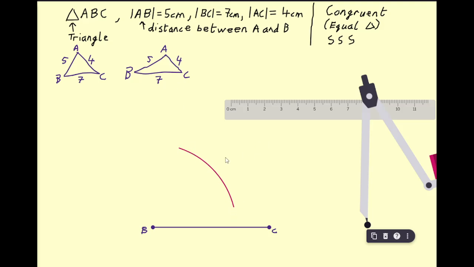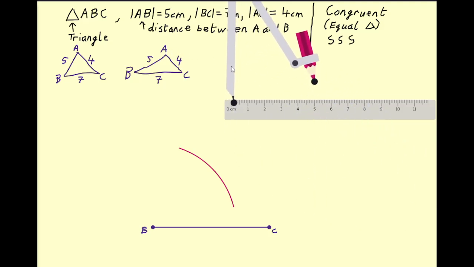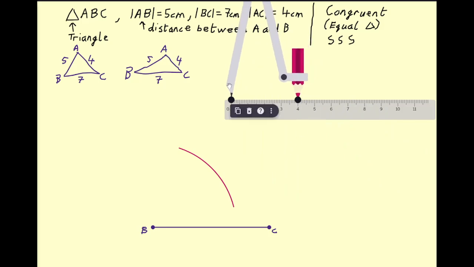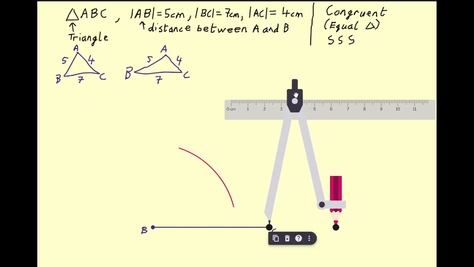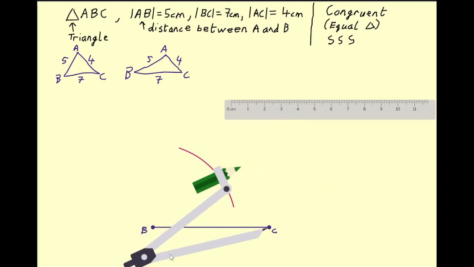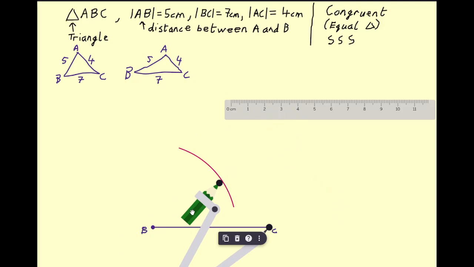And I also know that A is 4 centimeters away from the point C. So I go back to my ruler. And I say, okay, well, that's supposed to be 4 centimeters away from the point C. So I need to change my color so I can just see where all of these different bits are coming from. And I rotate that around and draw in a nice big arc. I want to see these arcs in my final construction. I don't want to hide them.